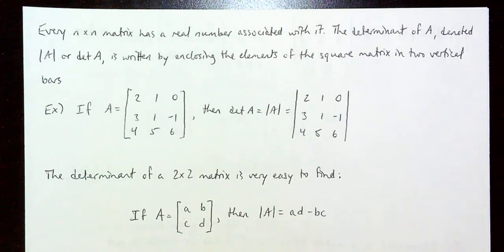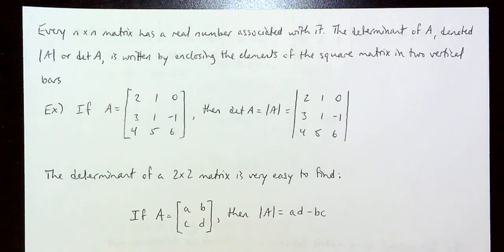In this video, we are going to continue our discussion of matrices and talk about something known as the determinant. So every square matrix, every n by n matrix has a real number associated with it. This is one particular way in which a real number is associated with an n by n matrix. There's other ways that there are real numbers associated with the same matrix, but we focus on this one.